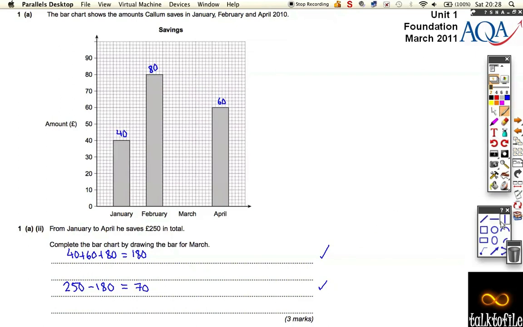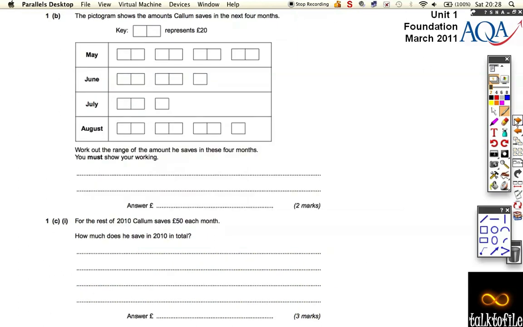So I'm just going to draw a vertical line all the way up to, and you have to use a ruler for this, all the way up to 70. And horizontal across as well. Okay, let's just neaten that up a little bit. Okay, so that's our bar chart. That's the third mark for drawing the bar properly. So I think a nice easy first 4 marks. Let's see what happens next.